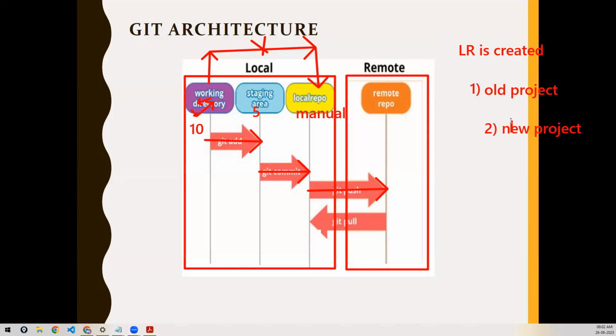How do I create local? I cannot copy from remote because there's nothing on remote. So I can create a local repository manually in my system. Those are the two ways or two use cases of how you can create your local repository. Got it? So create a local repository, develop your files, make changes here, then push to remote, then you will get a remote repository. Working directory, staging area, local repository, this concept is very important.